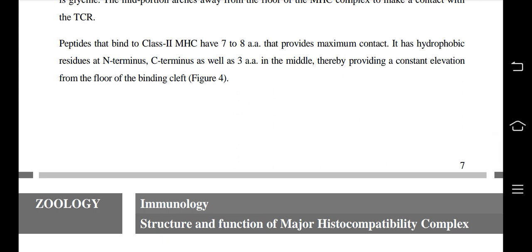Peptides that bind to class 2 MHC have 7 to 8 amino acids that provide maximum contact. It has hydrophobic residues at the N terminus, the C terminus, as well as 3 amino acids in the middle, thereby providing a constant elevation from the floor of the binding cleft.